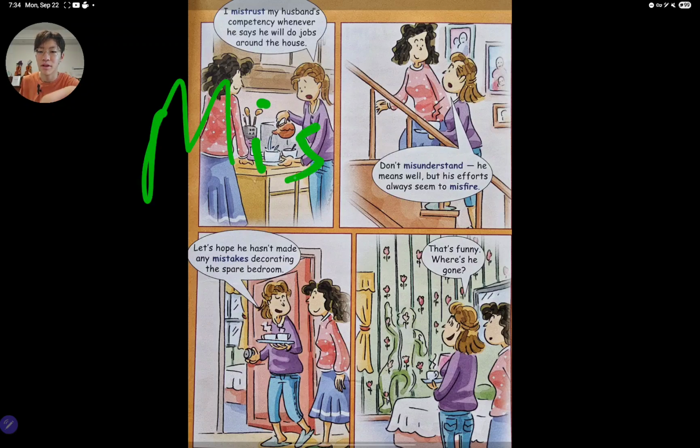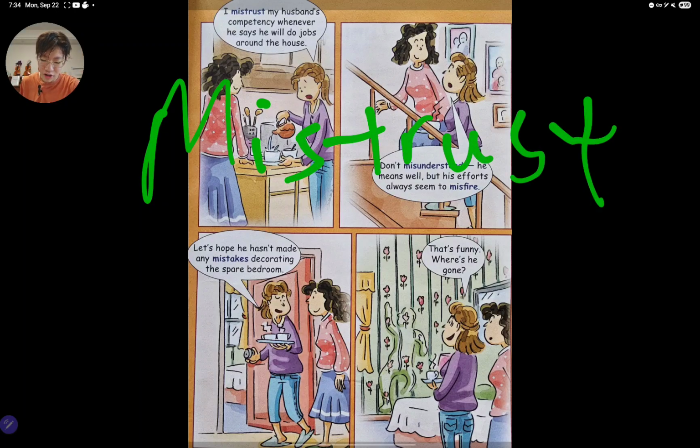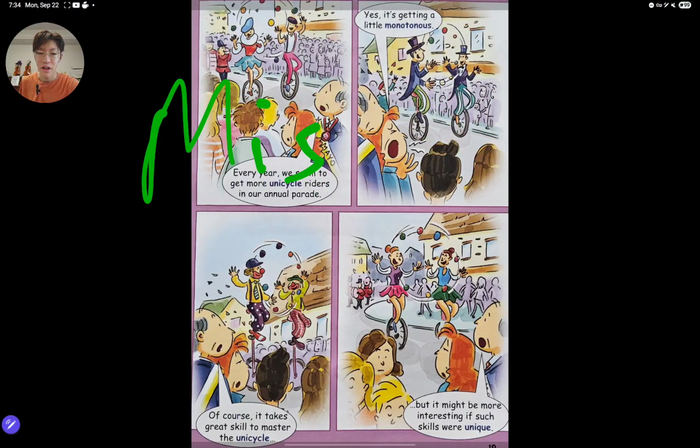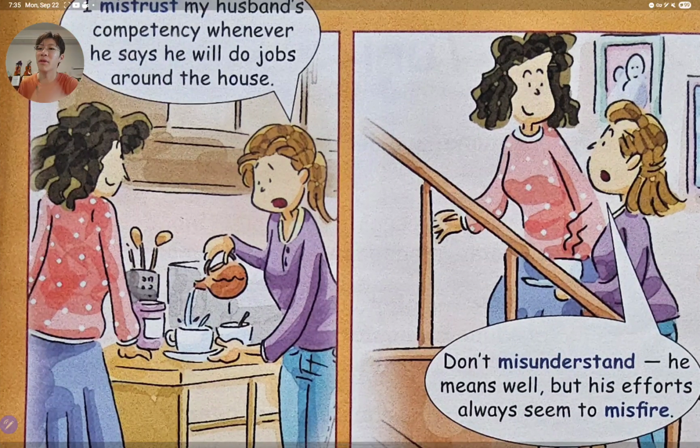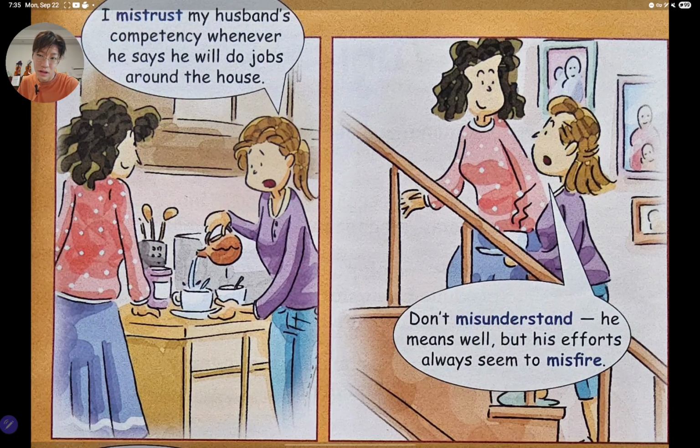Next up, we have mistrust. Now, mistrust, as in the sense of mis. Here, mis basically means wrong or bad or erroneous. That's the thing. It's wrong, it's bad, and it's erroneous. It's just terrible. I mistrust my husband's competency whenever he says he'll do jobs around the house.